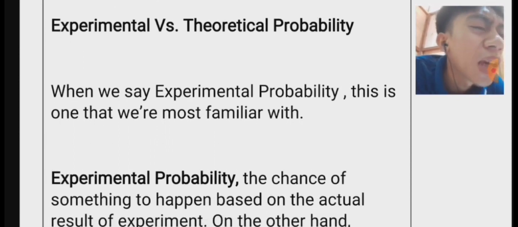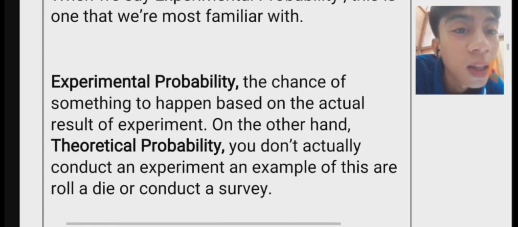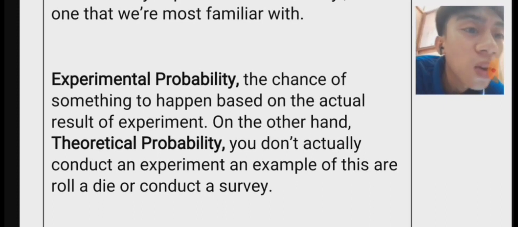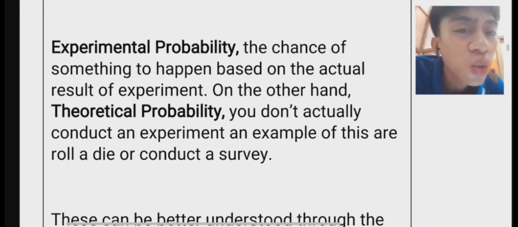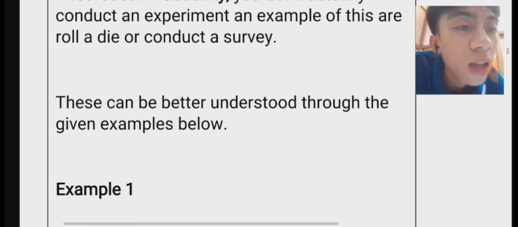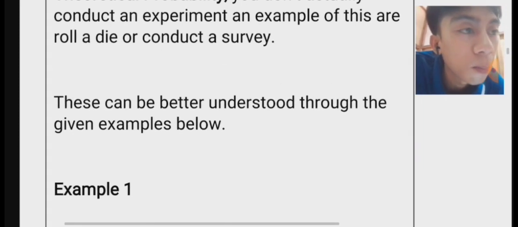When we say experimental probability, this is the one that we're most familiar with, no? The experimental probability is the chance of something to happen based on the actual result or experiment. On the other hand, for theoretical probability, we don't actually conduct an experiment. An example of these is rolling a die or conducting a survey. So this can be better understood through the given examples below.